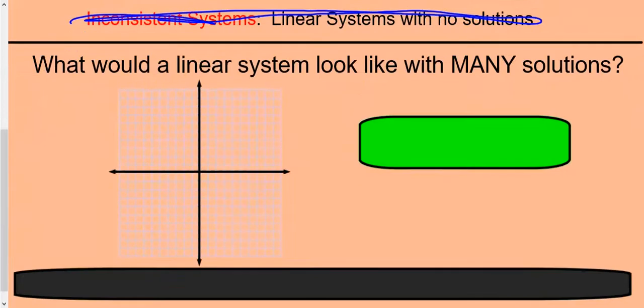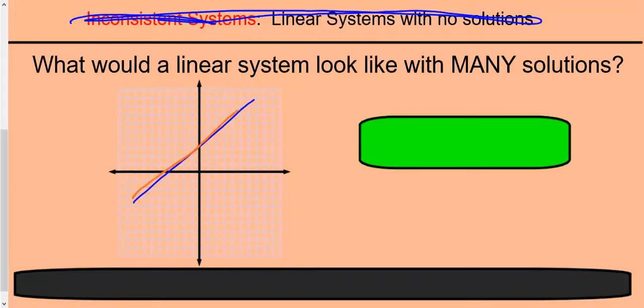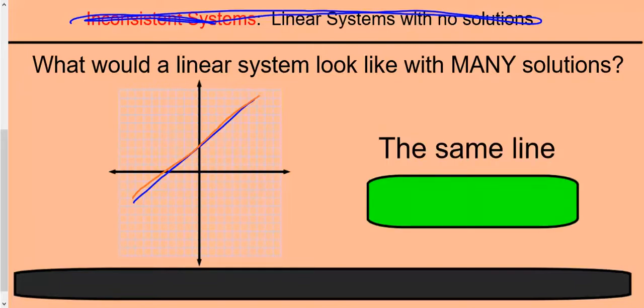And then many solutions. So here, the two lines would have to cross a lot of different times. So the two lines would need to be the exact same line. So they'd have to have the same slope and the same y-intercept. So that'd be many solutions. They're the exact same line.